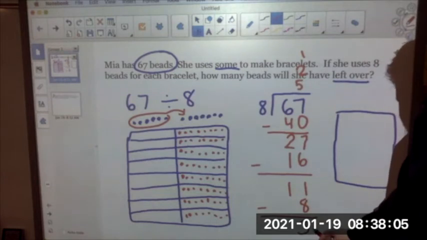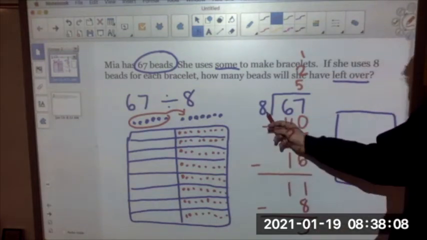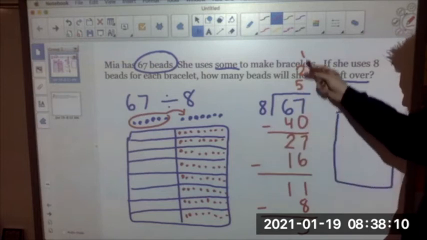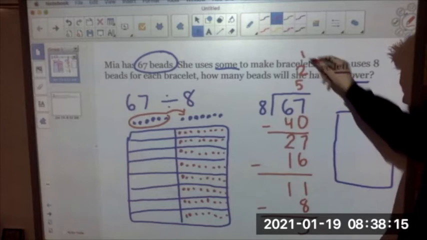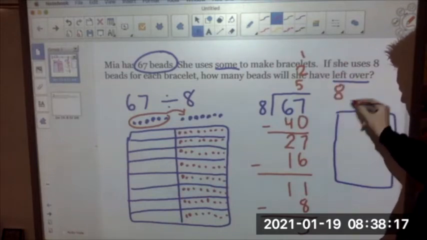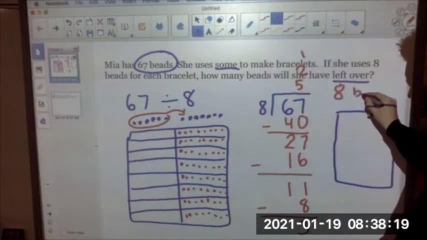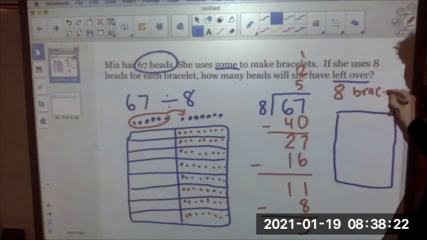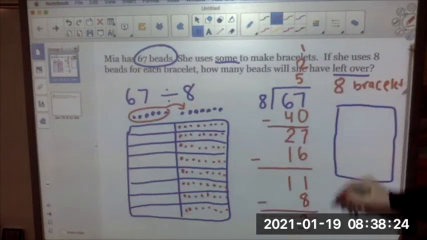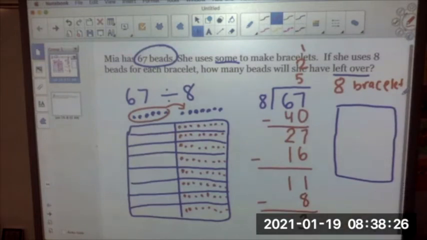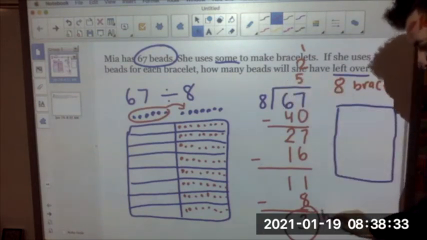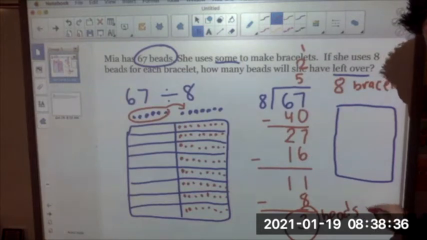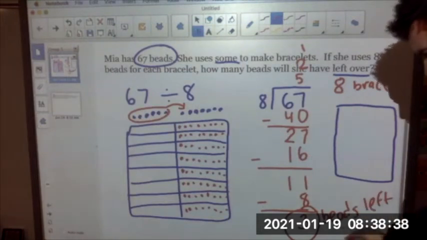Right there, that is smaller than 8, so the complete bracelets are right here. Her quotient is 5 plus 2 plus 1, which is 8. She made a total of 8 bracelets. But it doesn't care about that. It cares about how much is left over. How many beads are left over? 3 beads left over.